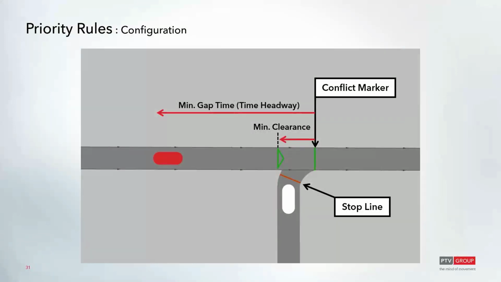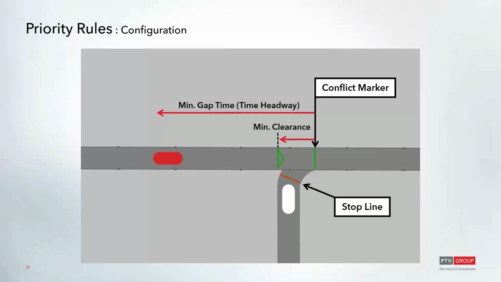So a priority rule consists of a few different elements. So first up, we have this stop line here, which will be the orange bar. And then this will also have a conflict marker. It can have one or more conflict markers associated with it. And this will be showing up as a green bar.